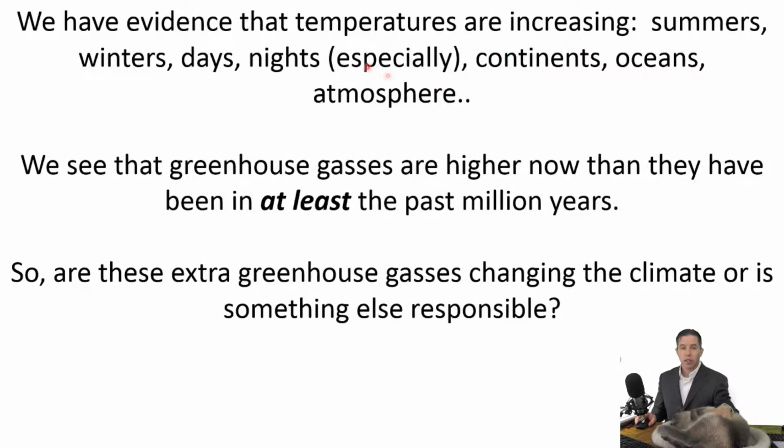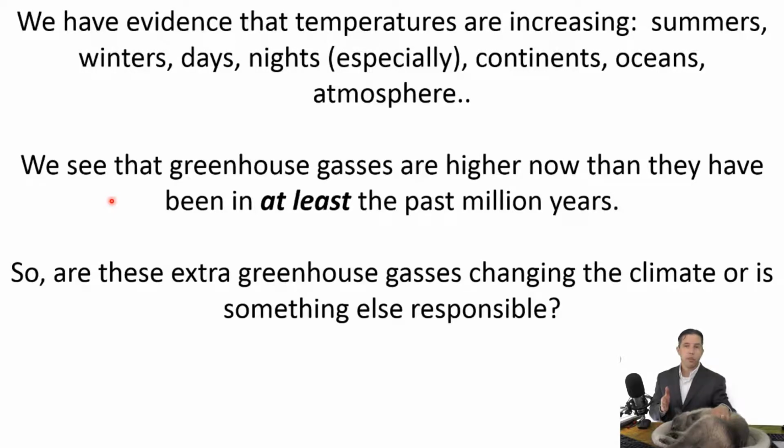Also, what we've seen in the previous lecture is that greenhouse gases are higher now than they've been in the past million years or so, probably more, but we can say for sure in the past million. So we know the temperatures are higher than they've been in a long time. We know the greenhouse gases are higher than they've been in a long time. We know how greenhouse gases work. So the question is, can we say 100% sure that the extra greenhouse gases are changing the climate?